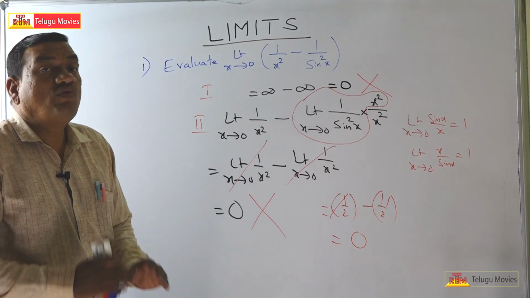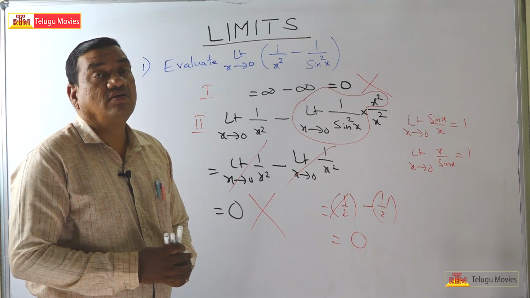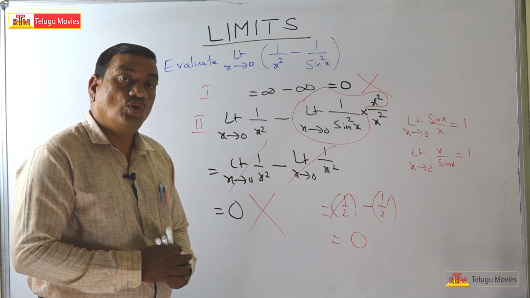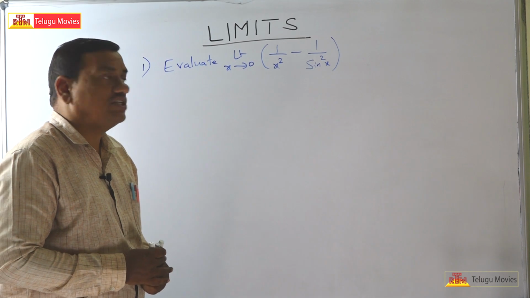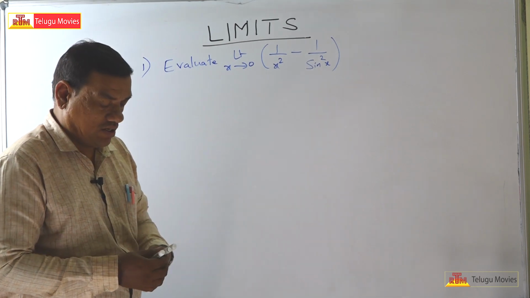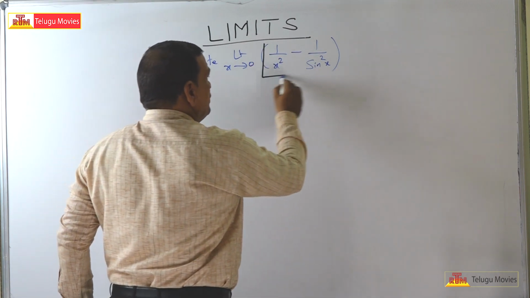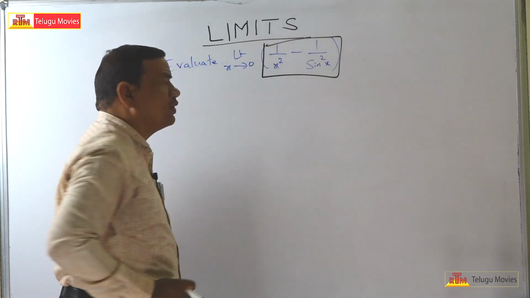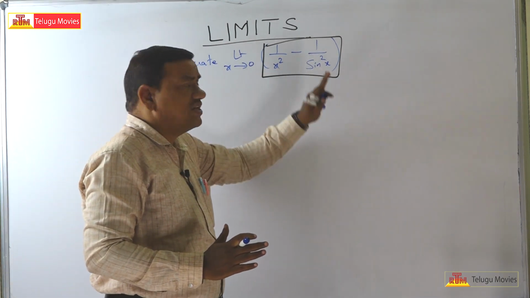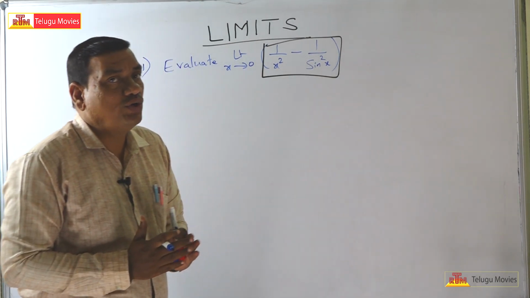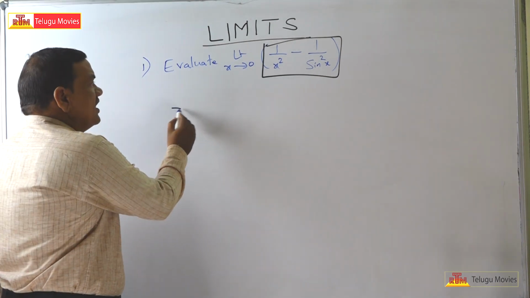But what is the actual and correct procedure to do this problem? Let us see the procedure. First of all, whenever such types of functions are given, as x tends to 0, whatever may be that, first try to simplify this function. It is a difference of two functions. Let us make it into one function. Let us first simplify that function. I will proceed like this.